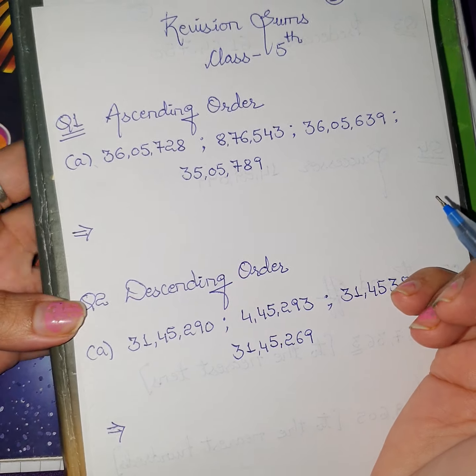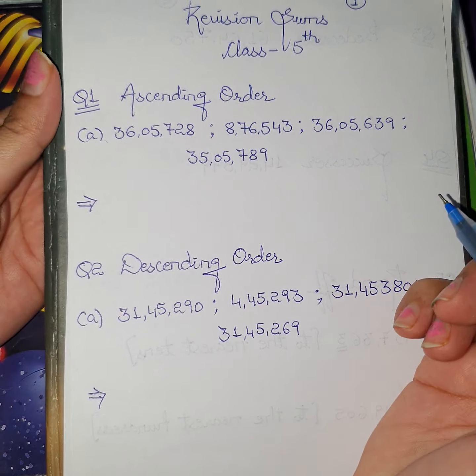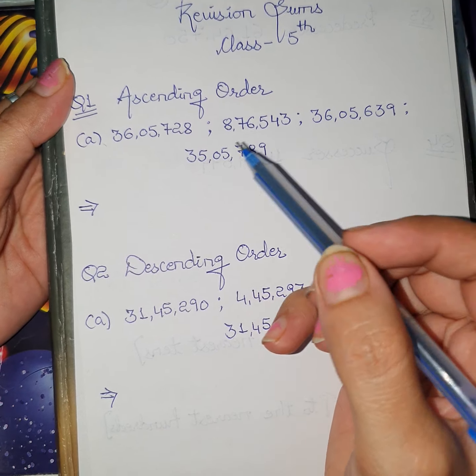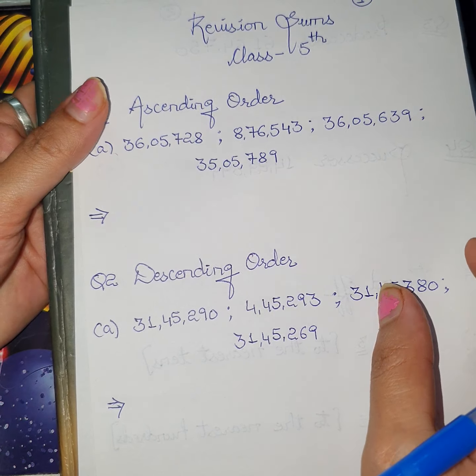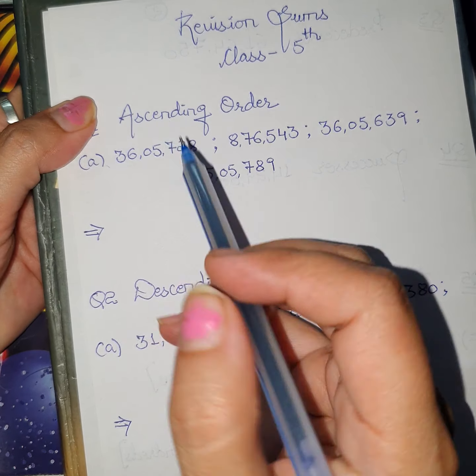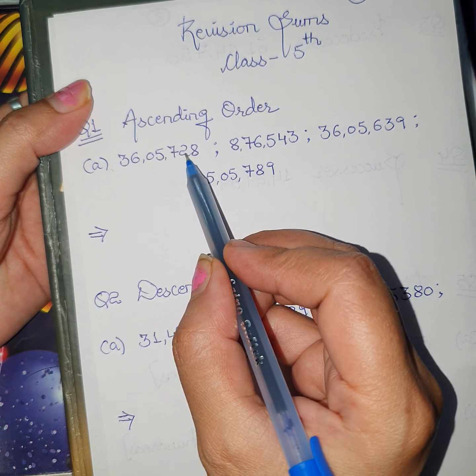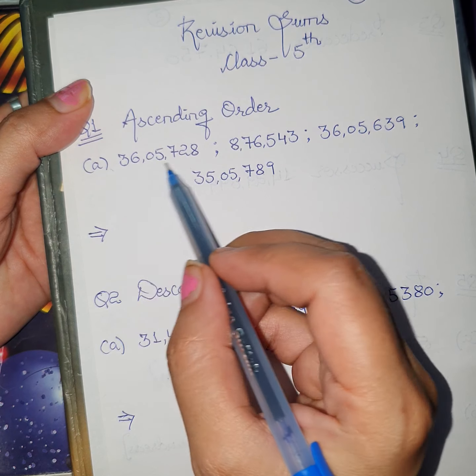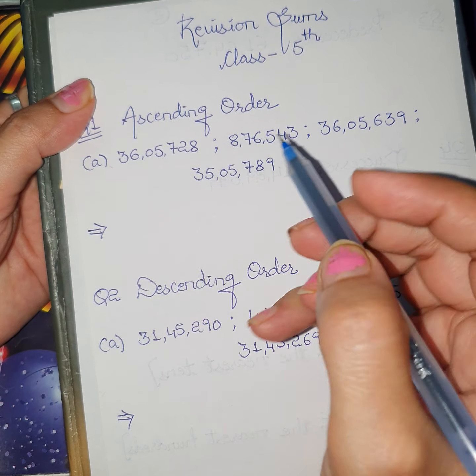See, the first question was to arrange the numbers in ascending order. For arranging the numbers in ascending order, first of all, we have to count the digits of the given numbers. So start counting the numbers: 1, 2, 3, 4, 5, 6, 7. There are 7 digits in this first number.